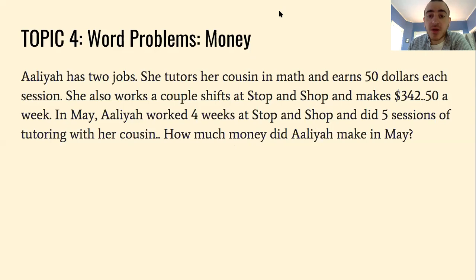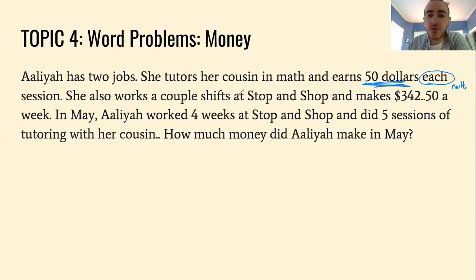Before I start anything, I like to underline things that are important, the numbers I'm going to be using. She tutors her cousin in math and earns $50 each session. This word each is really important because it usually means multiplication. So if she works 2 sessions and makes $50 each session, that's 50 times 2, which is 100.